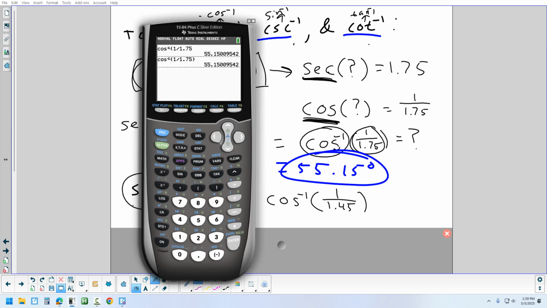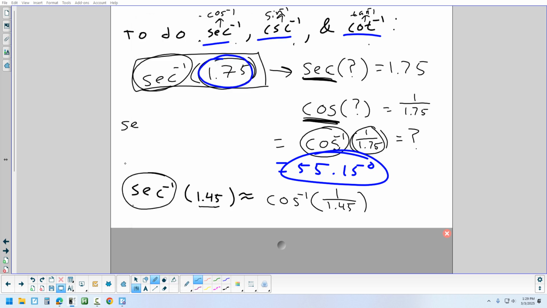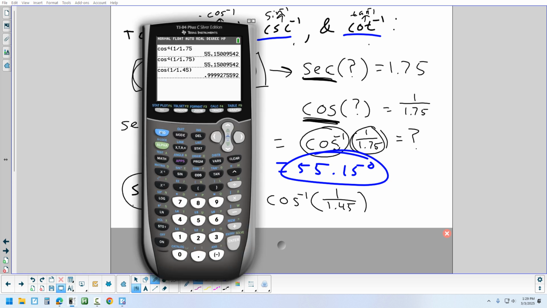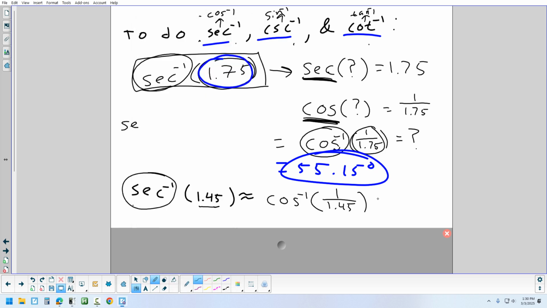Okay, so inverse cosine of 1 divided by 1.45. Can you turn that up? Thank you. So inverse cosine of 1 over 1.45. Now I just type in second, inverse cosine, 1 over 1.45. So 46 point, well, it would round up to 46.4.